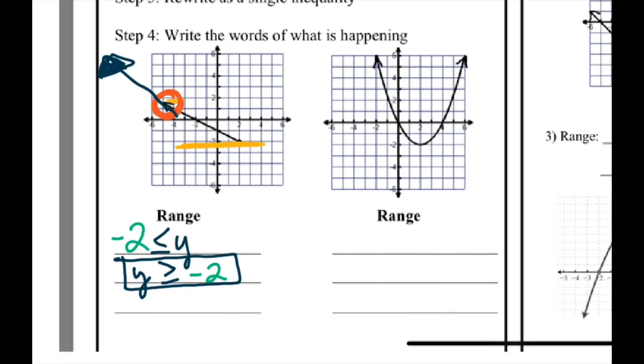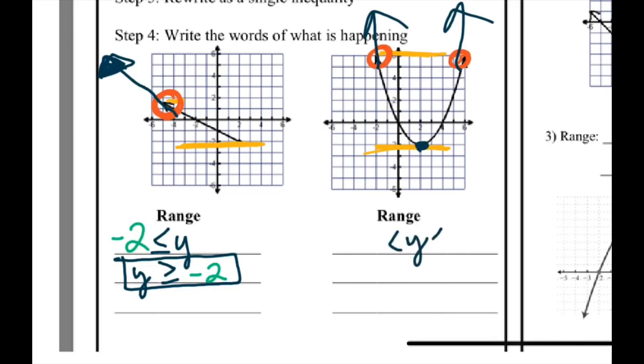So we're going to do that same idea again. Range is y. Y-axis checks the bottom number, and then it checks the top number. The bottom is great. It's an endpoint. That's the lowest point on this graph. It doesn't go any lower than right here. But the top is arrows. So this graph is going to go up forever and ever and ever and ever.